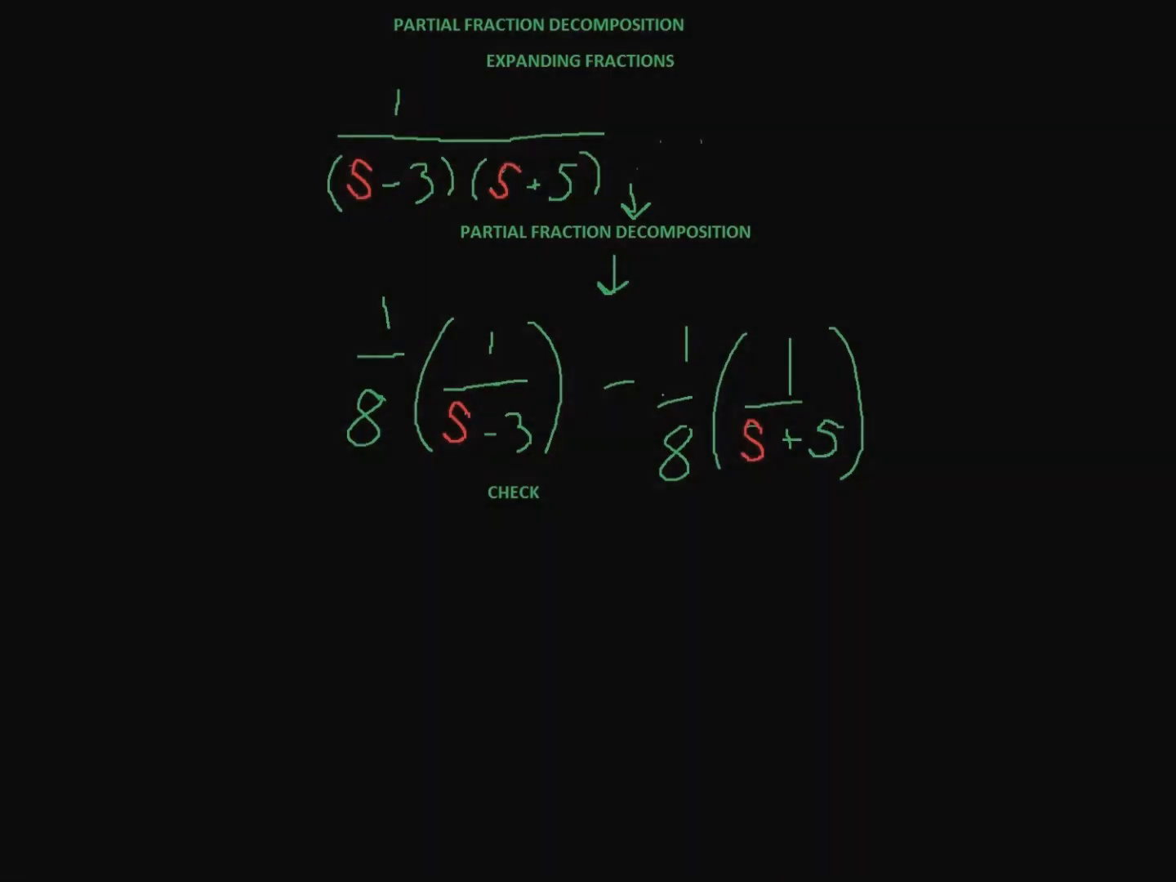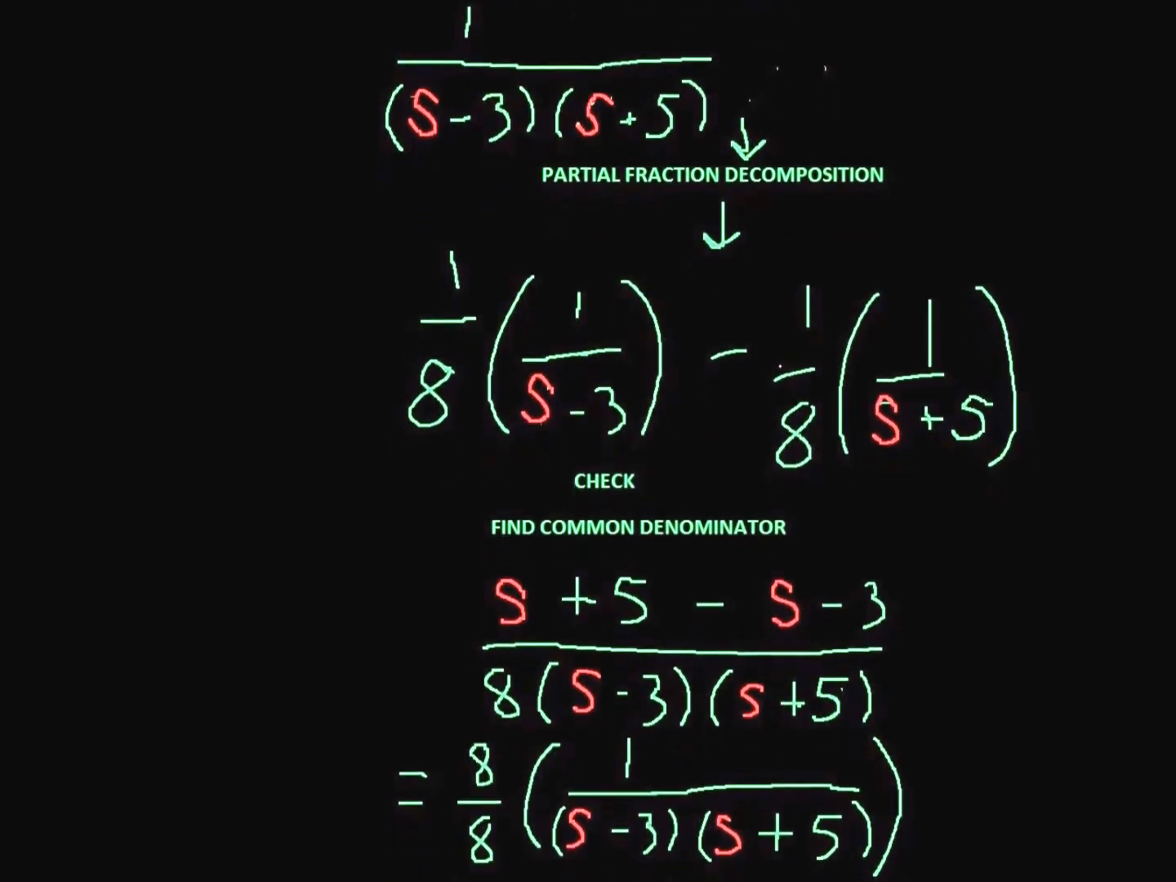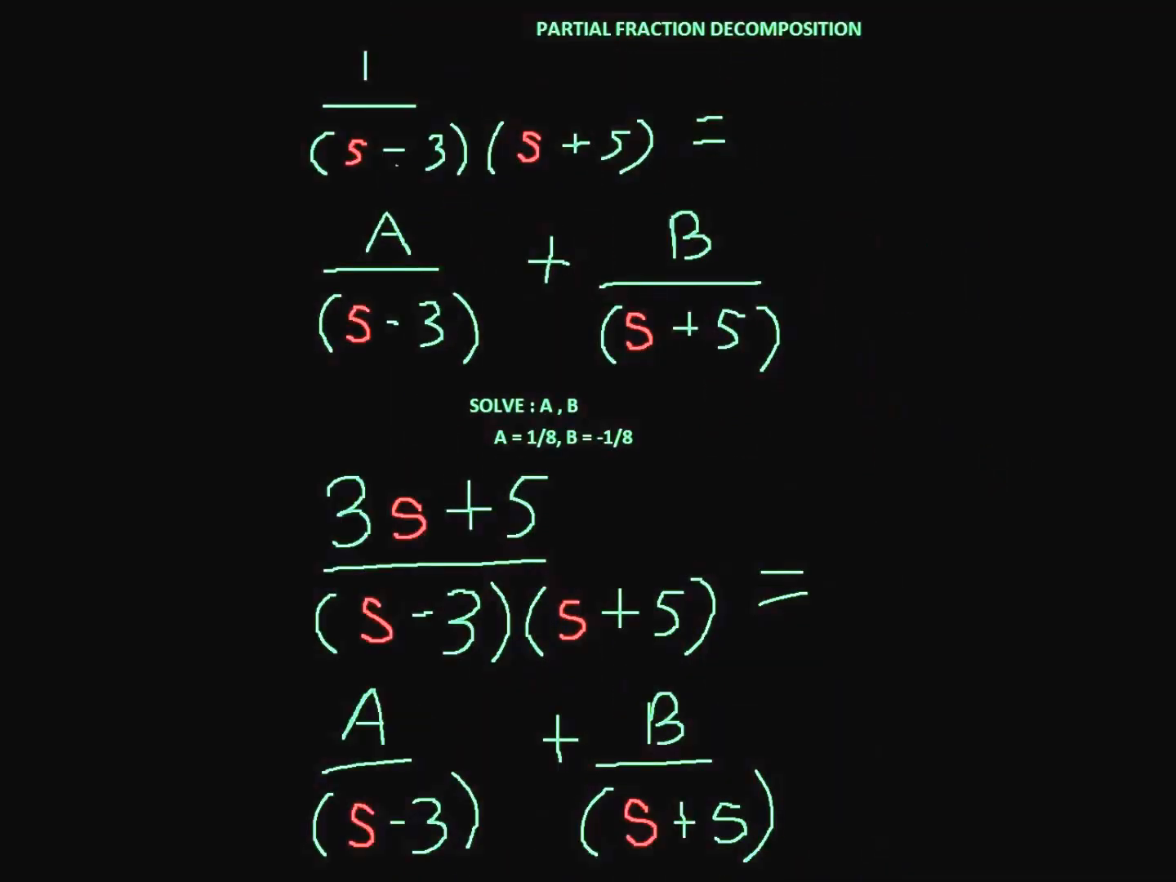In partial fraction decomposition, or expanding fractions, you take the roots of a fraction and create separate terms for each root. Here is a solved example. Similarly, (3s + 5) over (s - 3)(s + 5) expanded to A over (s - 3) plus B over (s + 5).